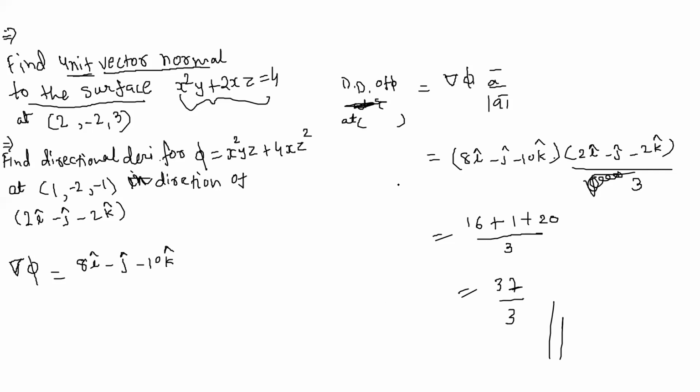So when you want the directional derivative for a scalar function in the direction of vector a bar, nabla phi dot a bar upon mod a bar. Let me give you the same kind of another example.